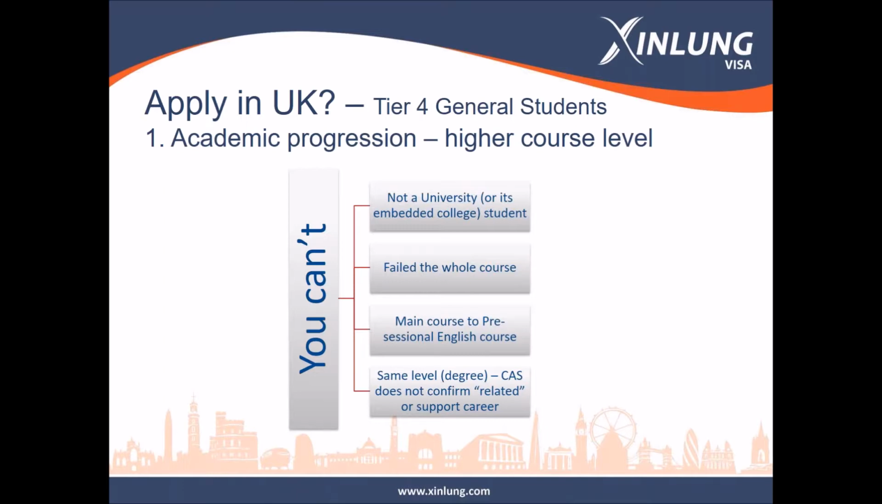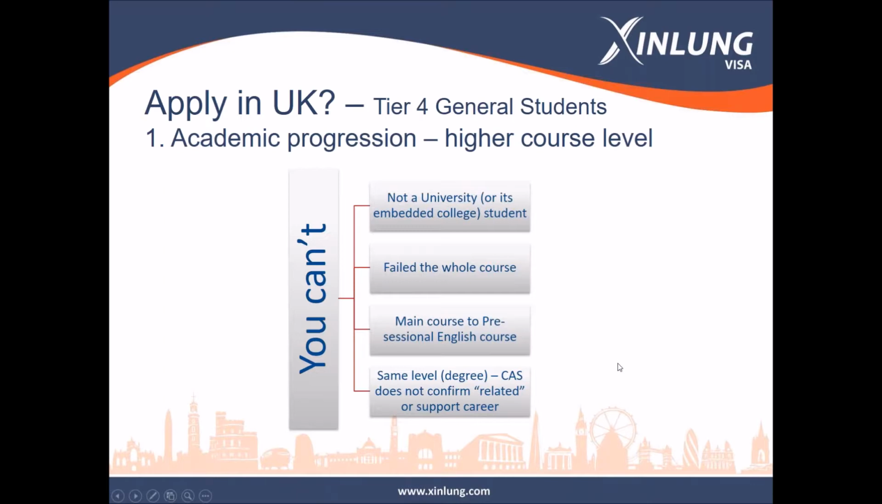For example, some subjects are very language-based, like media studies. They do require a very high level of English. Even if you have already done the English course or main course in the UK, the university may still require a higher level of English. In that case, you may be offered a place on the pre-sessional English course. So if you're going from a main course to a pre-sessional course, in this case, Home Office says, okay, sorry, you cannot make your application here in the UK. And the last exception here is if you're going to repeat the same level again.